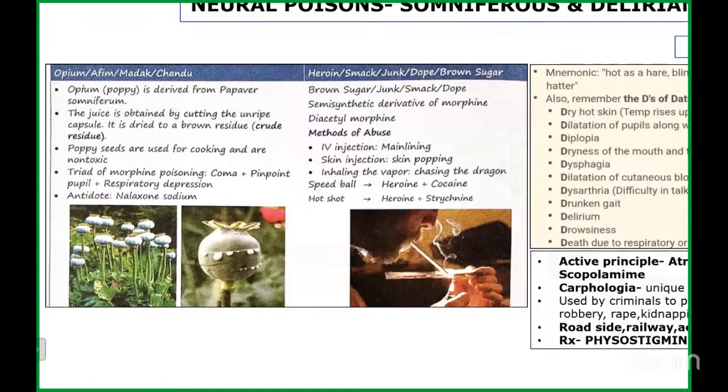It is a semi-synthetic derivative of morphine, also called DAM or diacetyl morphine. It can either be given by skin injections or inhaling. These two names have been asked previously, hotshot and speedball. How you remember it is hotshot, HS, that is heroin and strychnine. Speedball is heroin and cocaine.